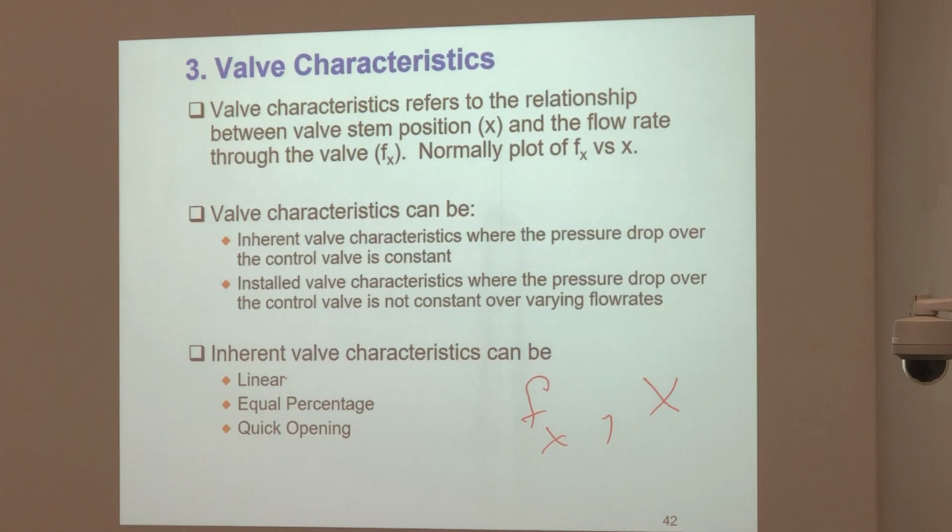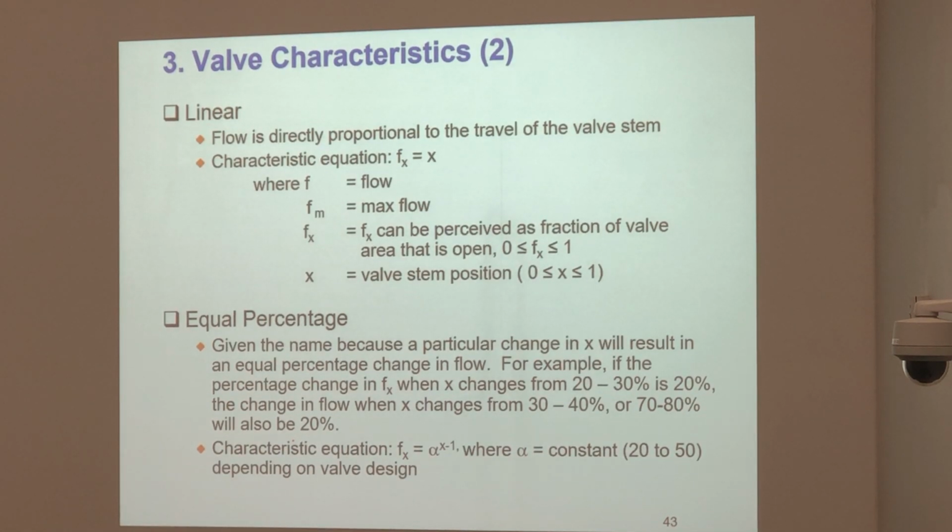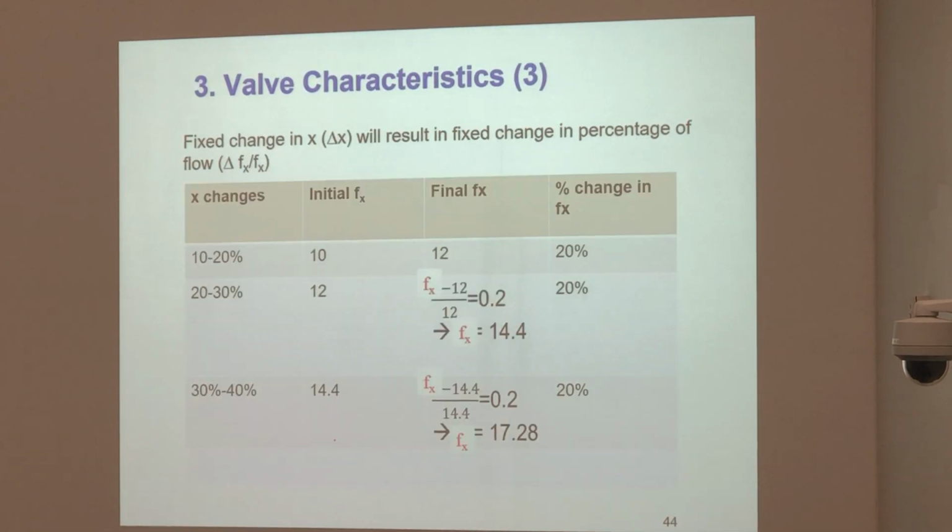Quick opening means a little change in the opening or the movement of the valve position will cause the valve to open very big. As I mentioned earlier, linear is fx equal to x. Equal percentage is the one that I want to show you, which is this one. This is the equal percentage table.